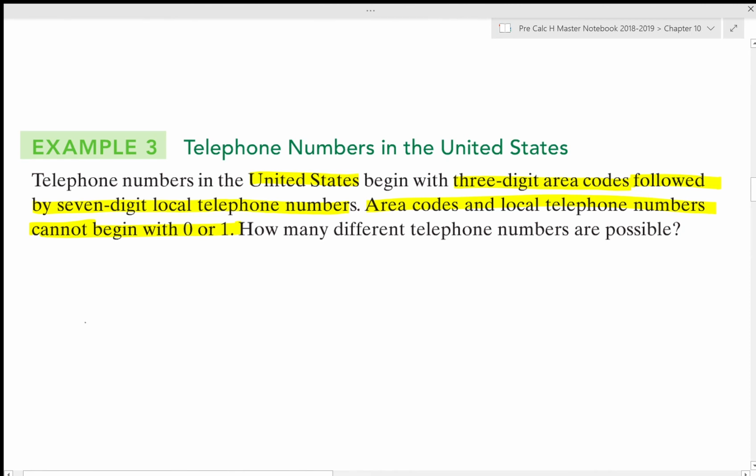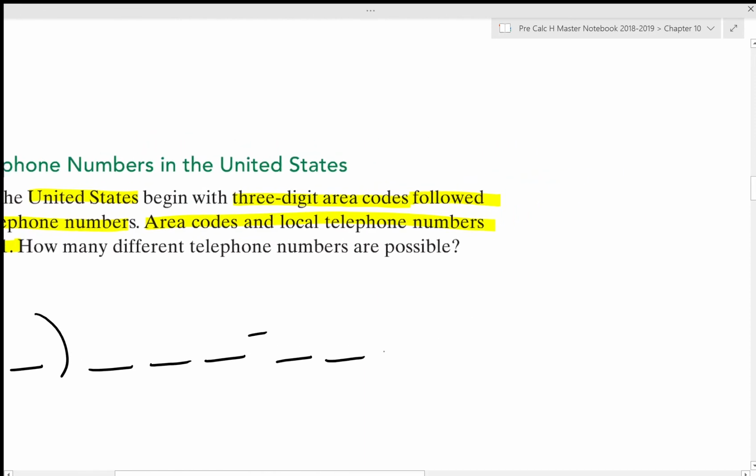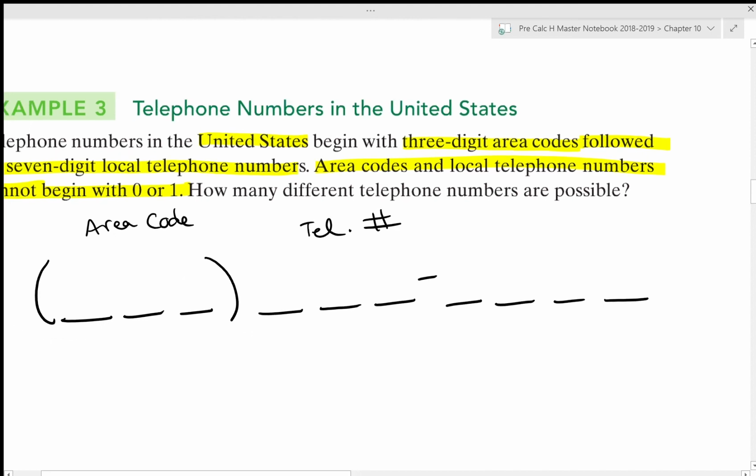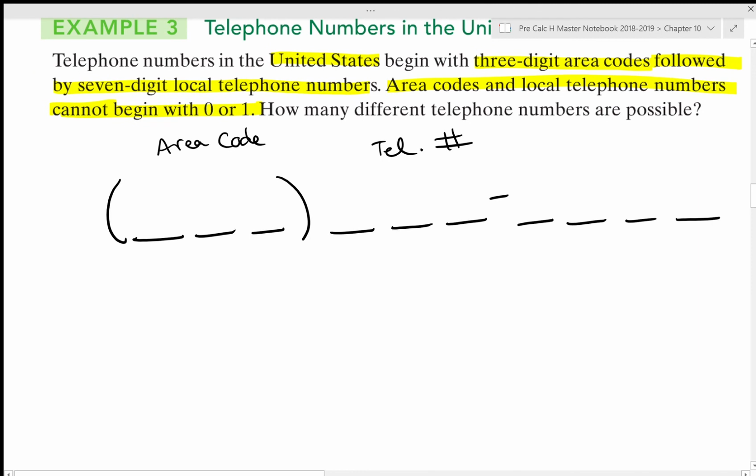So you have to think about a phone number. We have our area code, then we have the 3-digit part, then the 4-digit part. So here's the area code, and here's the telephone number. Think of digits: 0, 1, 2, 3, all the way to 9. We have 10 digits, because 1 through 9, and then the number 0. So there are 10 possible numbers that can fall in each position.